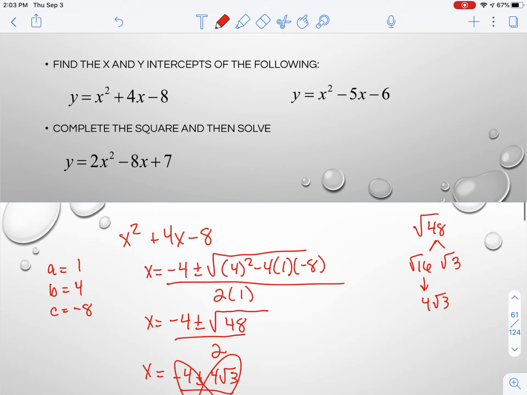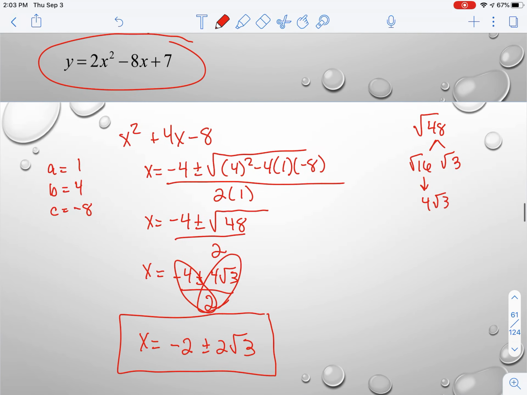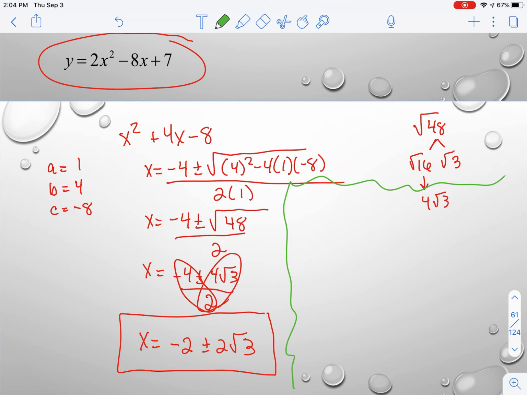I want you guys to try this one here, y equals 2x squared minus 8x plus 7. Give that one a try, 2x squared minus 8x plus 7. Again, you can pause it and go from there. I'm going to go through the solution to that one really quick. I'm going to squeeze it in here.